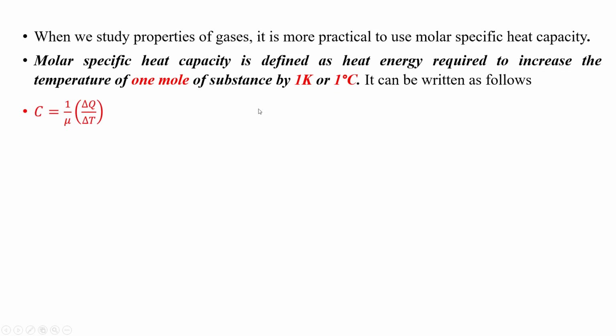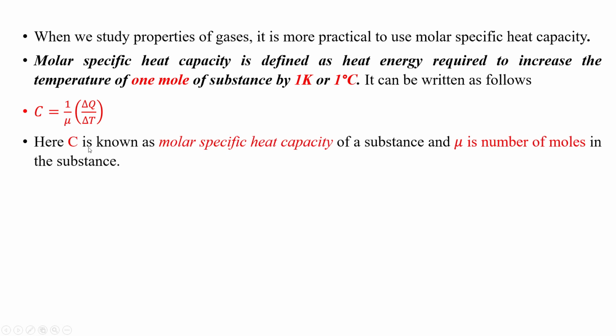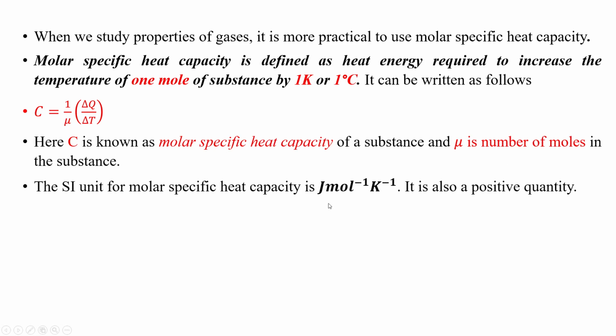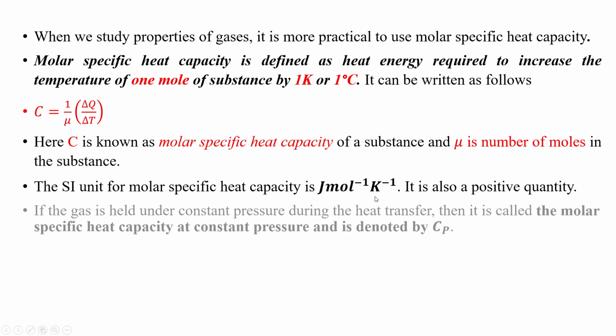It can be written as molar specific heat capacity is equal to 1 over mu, change in heat over change in temperature, where C is known as the molar specific heat capacity of a substance and mu is the number of moles in the substance. The SI unit for the molar specific heat capacity is joule per mole per Kelvin. It is also a positive quantity.